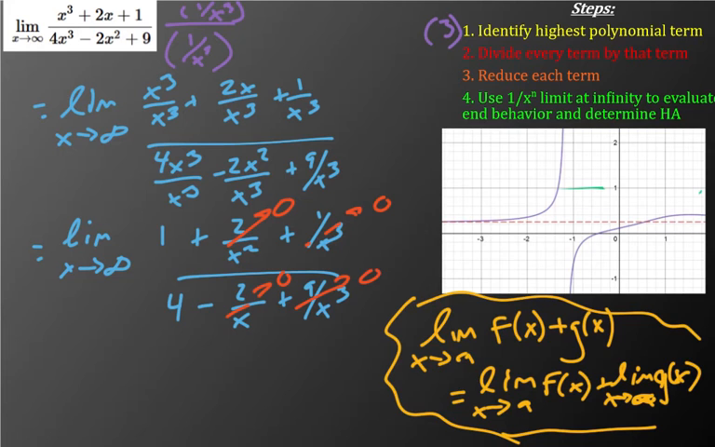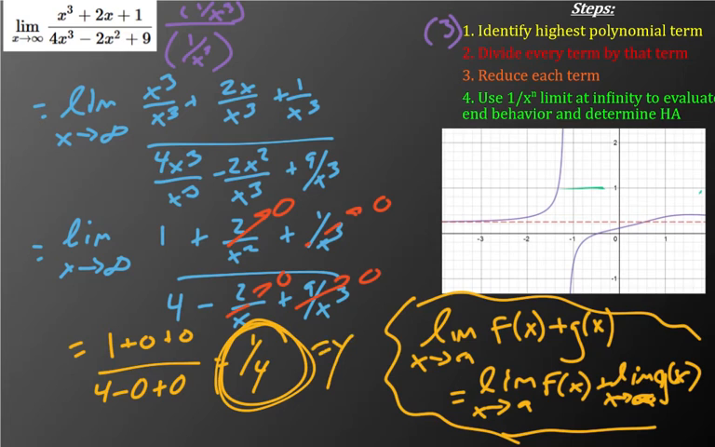So basically, after all that, this simplifies into 1 plus 0 plus 0 over 4 minus 0 plus 0, or just a quarter. And this thing that you get left over, this is what your horizontal asymptote is. y equals 1/4 is the output value that this rational function is approaching as you go out to infinity. And you can see it. This is the picture of the actual function, and that dotted line is actually 1/4. And you can see that it does get really, really close to that as you go out to infinity.